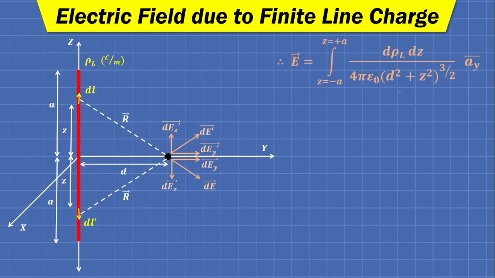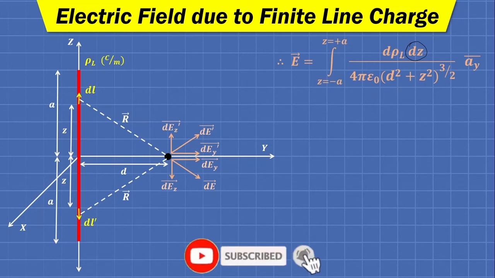But here, as you can see, the integration should be performed with respect to z, and we have that variable in the denominator with power 3 by 2. So it will be very difficult for us to calculate such an integration, and at this point we will take help of variable manipulation. From our previous video, we are aware that variable manipulation can be very effective to reduce the computations.